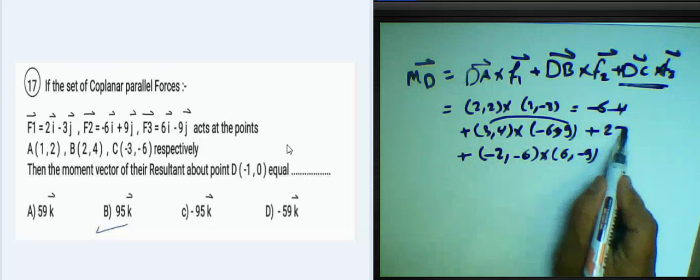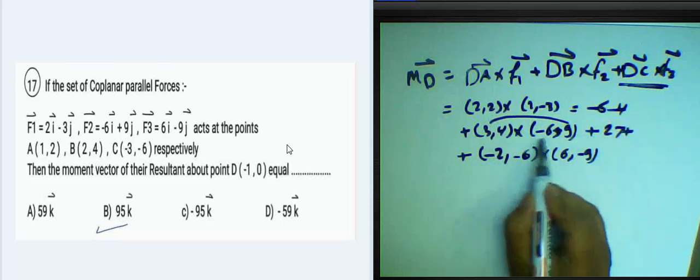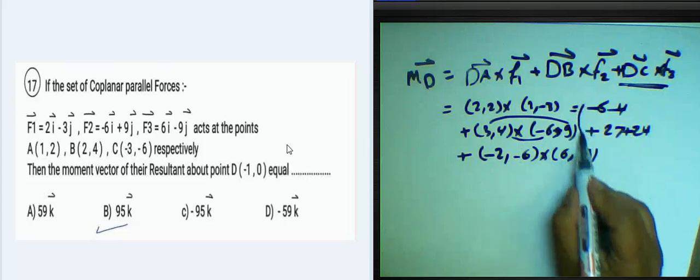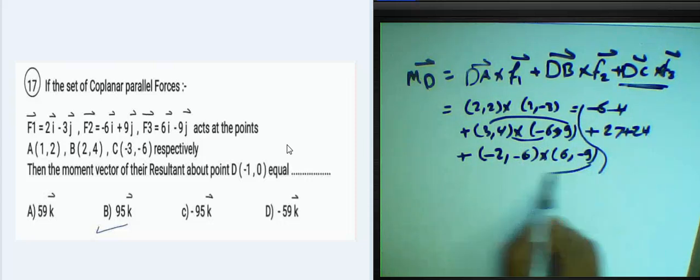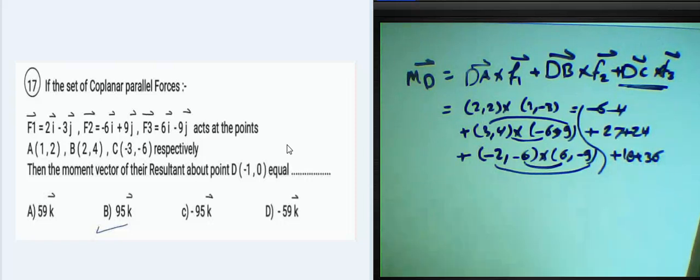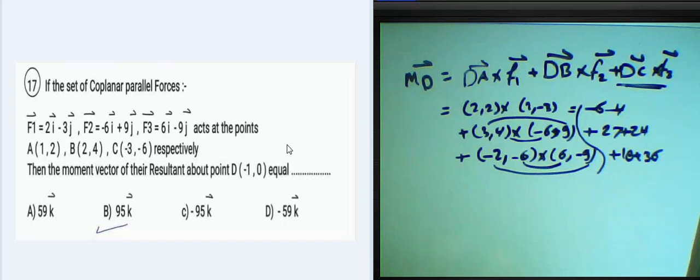27 plus 24. Okay, its result. Okay, here it will be positive 18 plus 36. Negative 6 plus 4, negative 4, it will be negative 10.